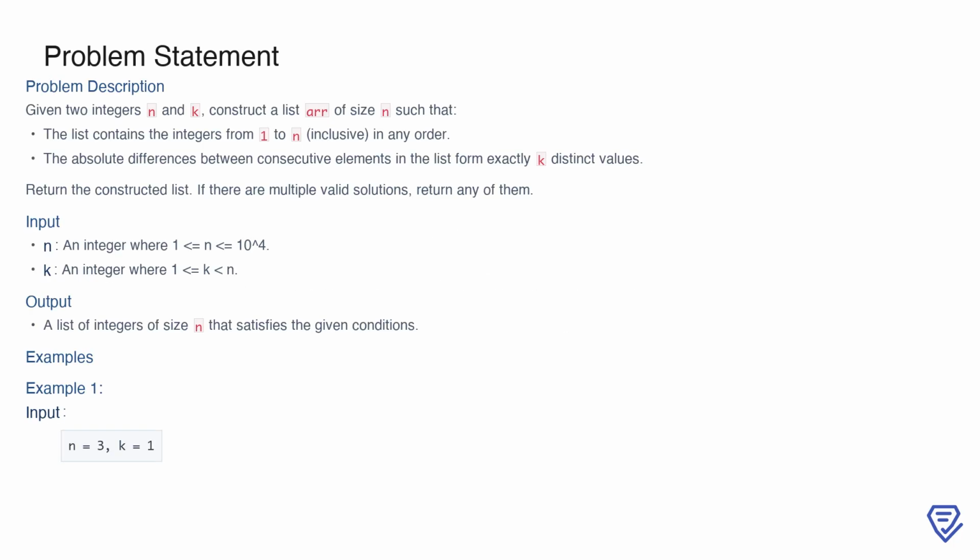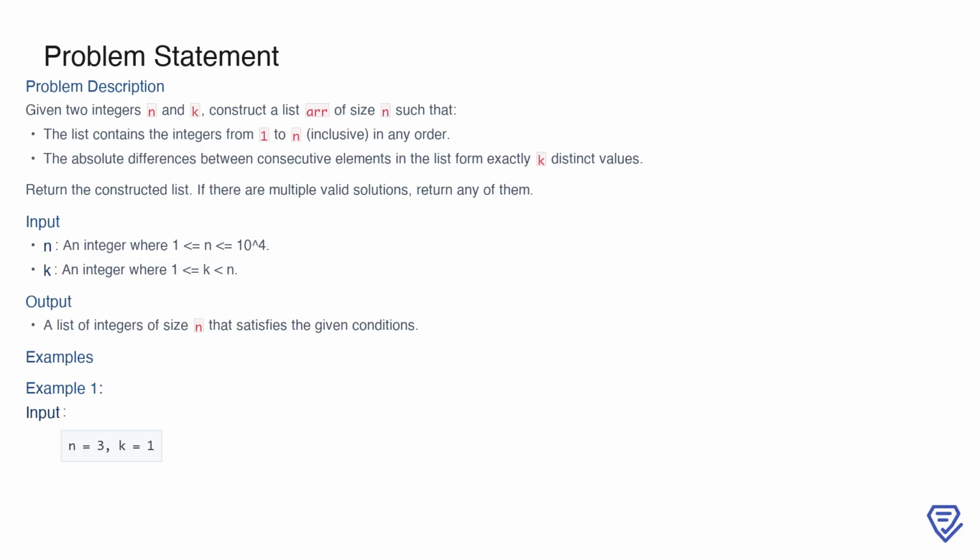In this problem, we're tasked with constructing a list ARR of size n that meets two specific conditions. First, the list must contain all integers from 1 to n in any order. Second, the absolute differences between consecutive elements in the list must form exactly k distinct values. For example, if k is 1, this means all the differences between consecutive numbers in the list should be the same. If multiple solutions are possible, we can return any valid one.